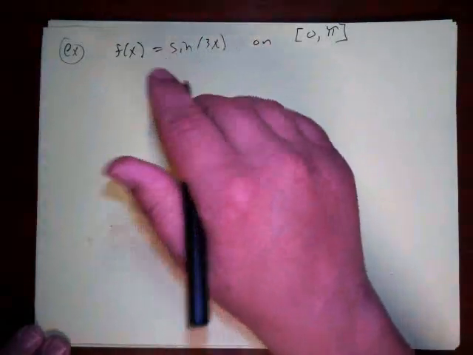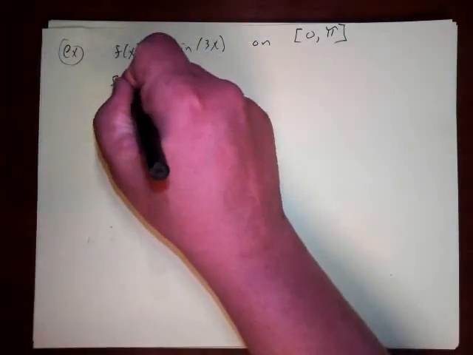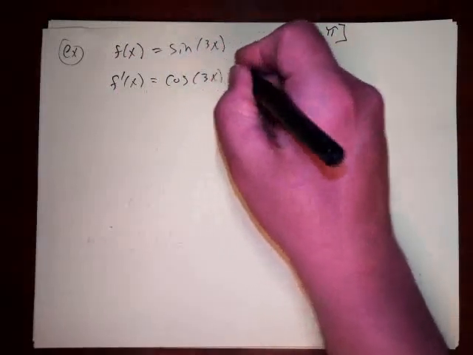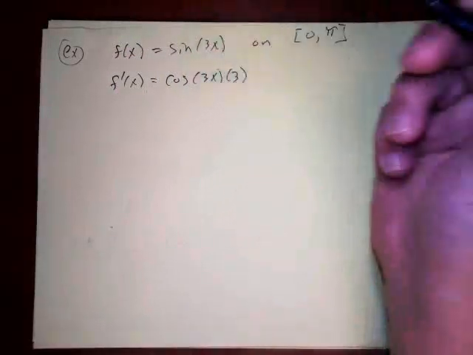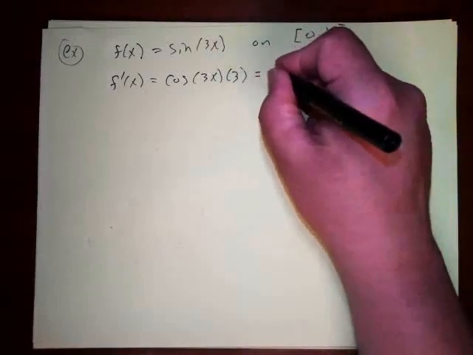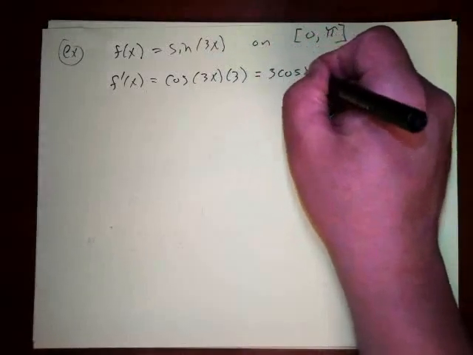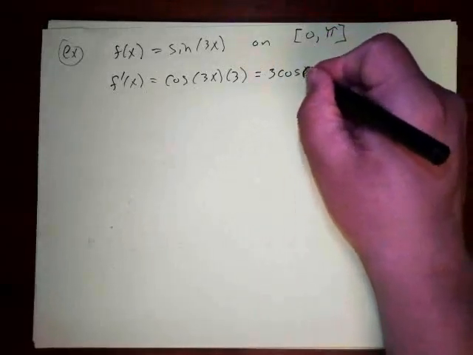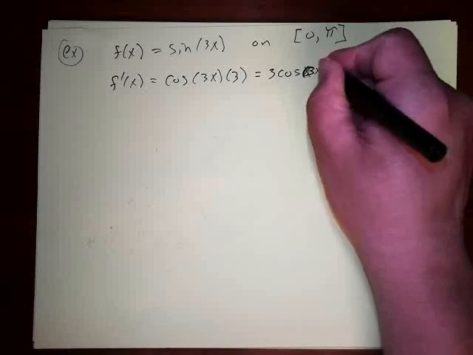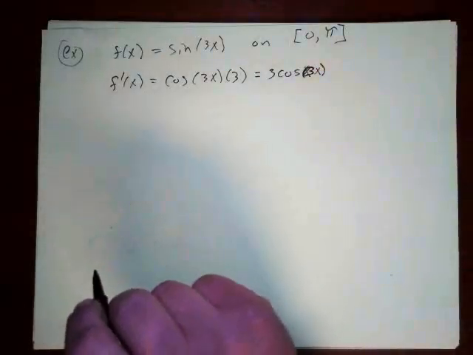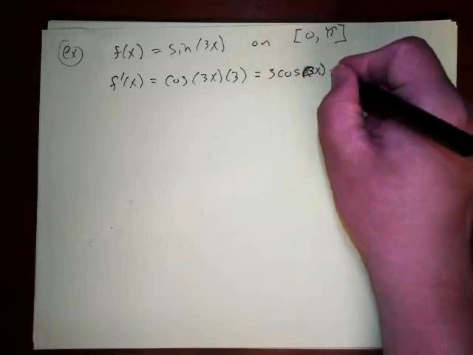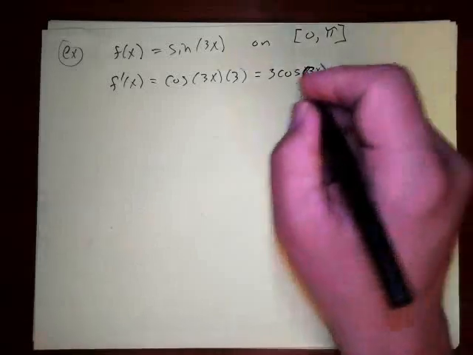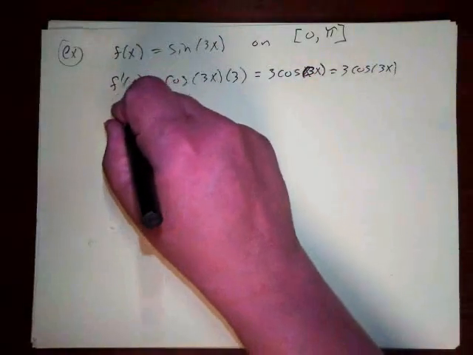So let's go ahead and find the derivative here. And so this is just cosine of 3x times the derivative of the inside function, which is 3. So I could rewrite this as 3 cosine of 3x. That looks messy, so I'm going to write it again. There we go. So that's the derivative. So now let's set that equal to 0.